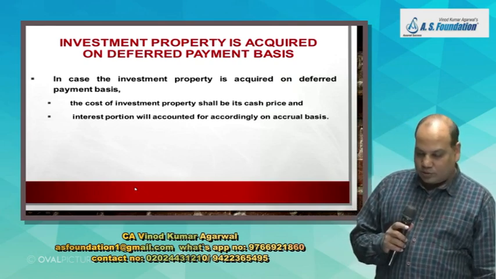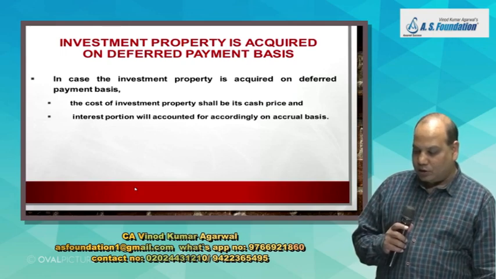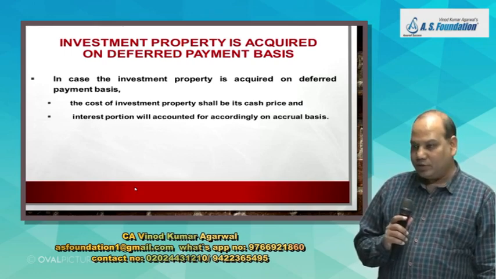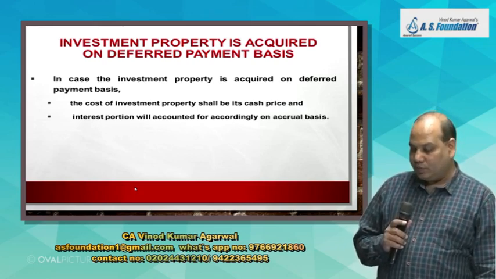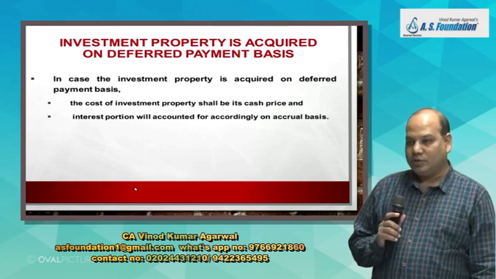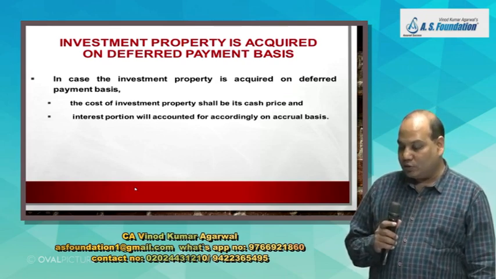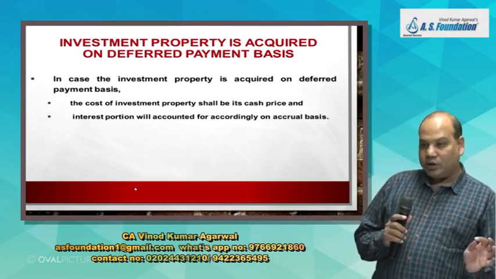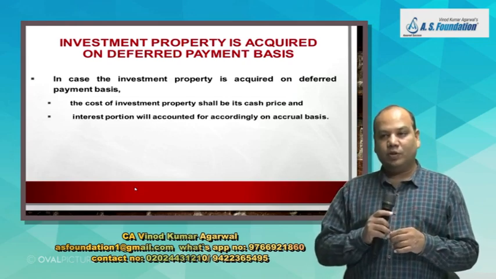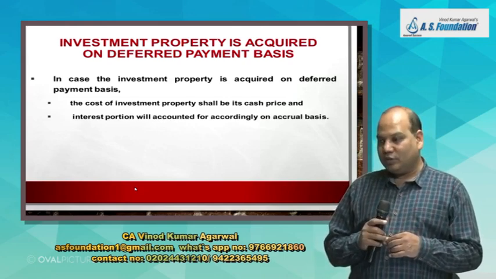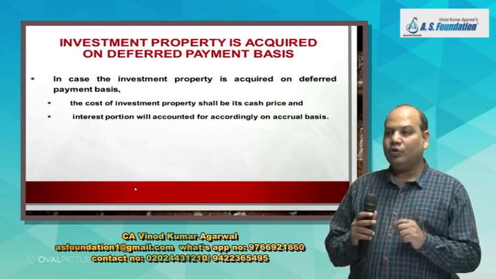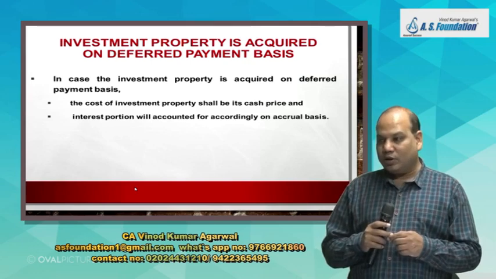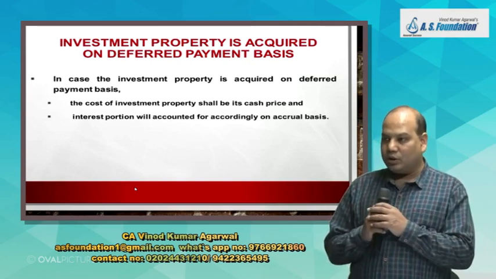Now the next special situation is when investment property is acquired on a deferred payment basis. That means the payment is made in installments, which means the installments will include some interest also. So what the standard says is, in that case the cost of the investment property will be the cash price. Cash price means the present value of all future cash flows. The interest portion will be accounted separately on an accrual basis.